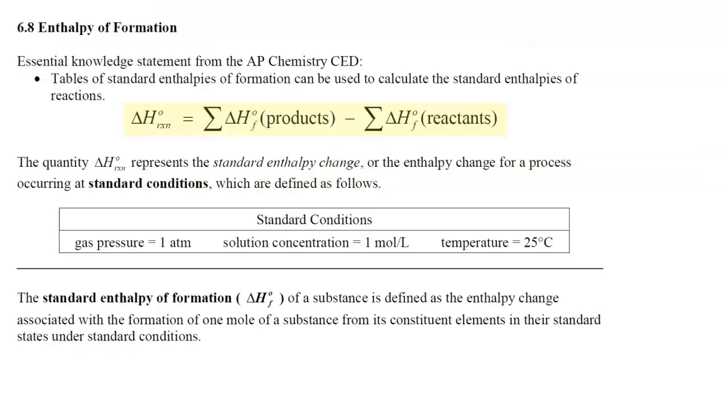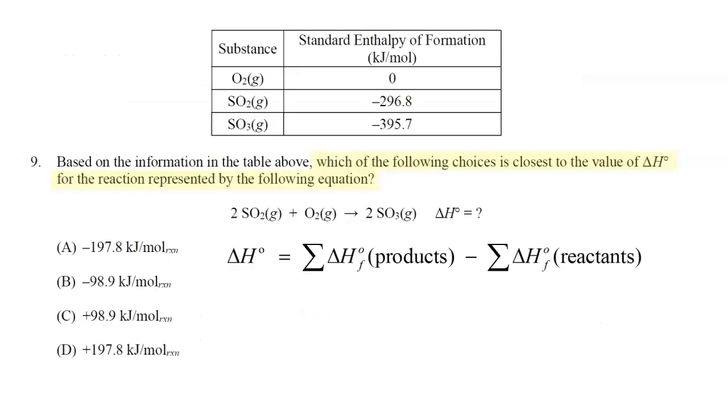In fact, question 9 falls under topic 6.8, enthalpy of formation, and the essential knowledge statement says, tables of standard enthalpies of formation can be used to calculate the standard enthalpies of reactions. So we're going to use the sum of the standard enthalpy of formation for the products minus the sum of the standard enthalpy of formation for the reactants. So let's go ahead and take a look at that equation, and the reaction that we have involves 2SO2 plus O2 for the reactants and 2SO3 for the products.